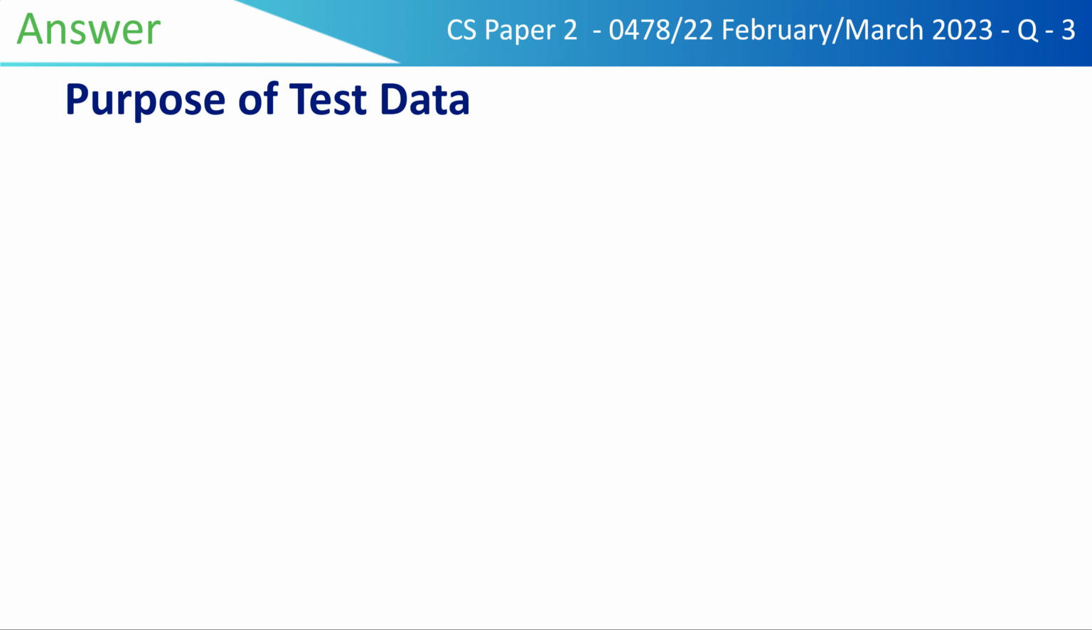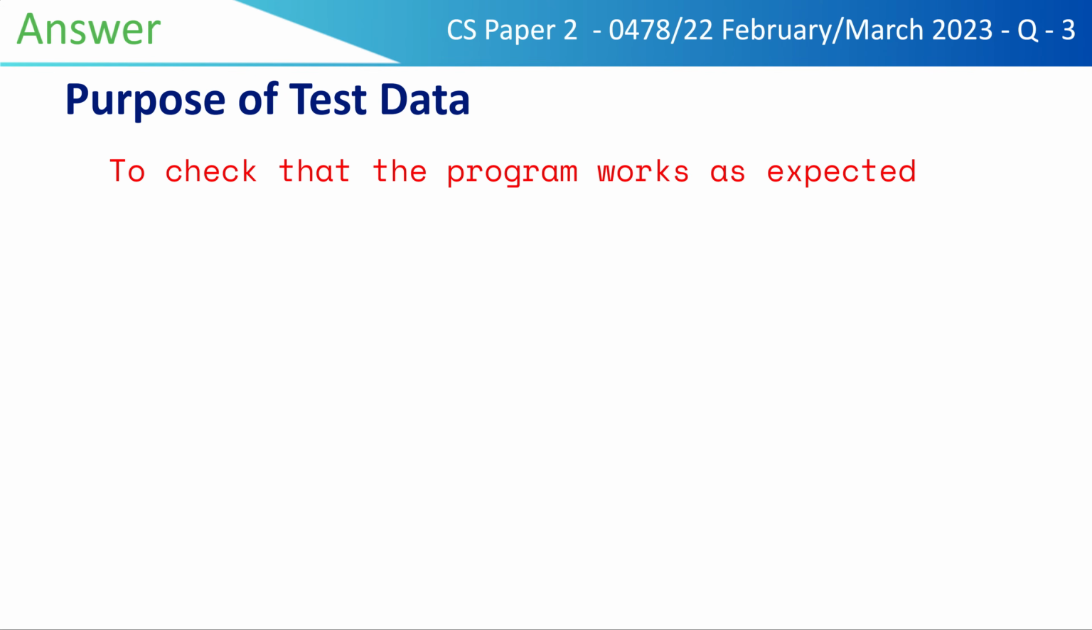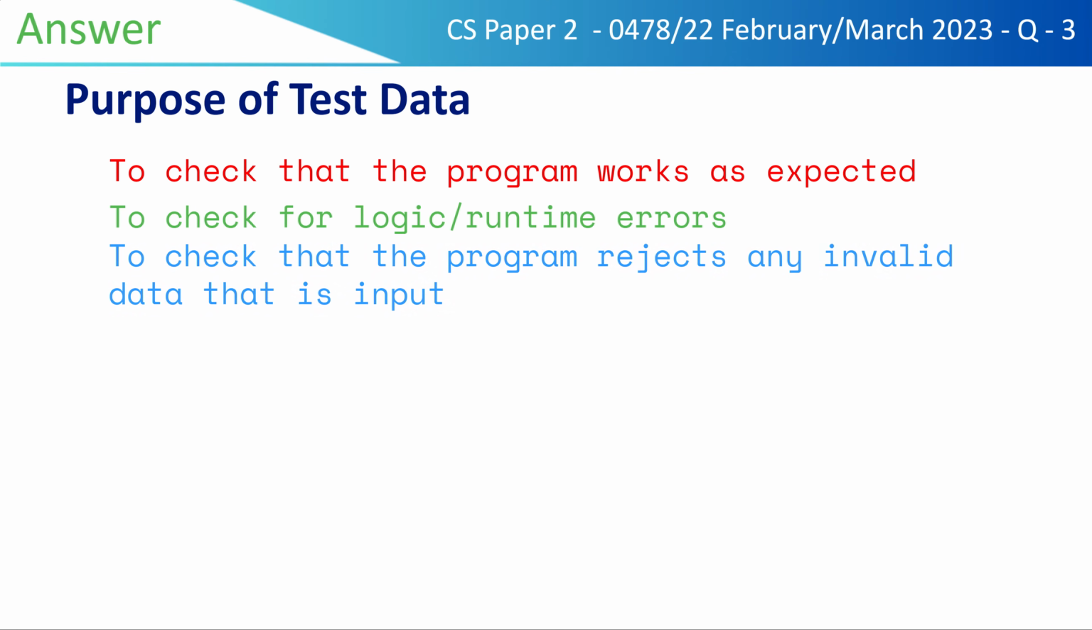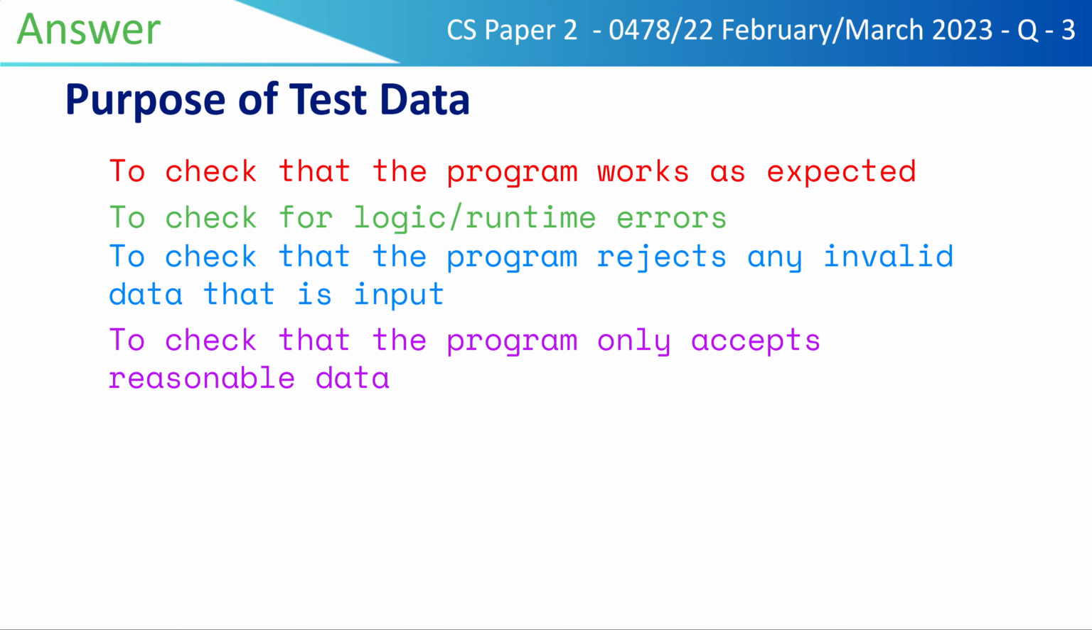First, what is the purpose of test data? Number 1. Check that the program works as expected. Number 2. Check for logic/runtime errors. Number 3. Check that the program rejects any invalid data that is input. Number 4. Check that the program only accepts reasonable data. As this part carries only 2 marks, you can mention any 2 or all 4 to get the maximum 2 marks.